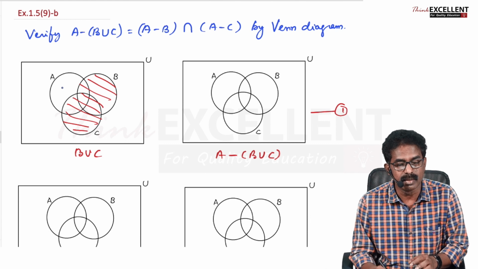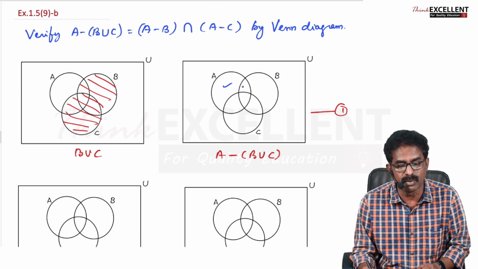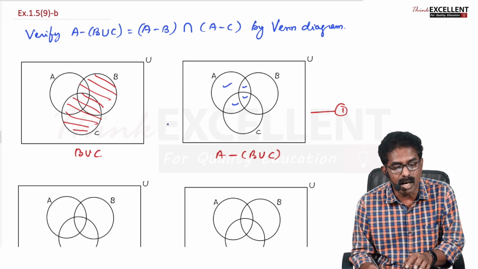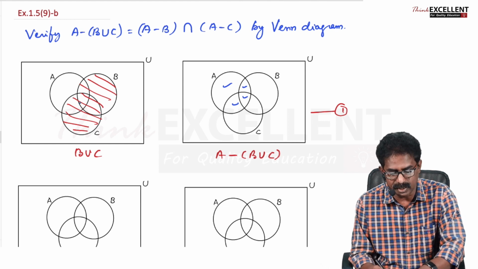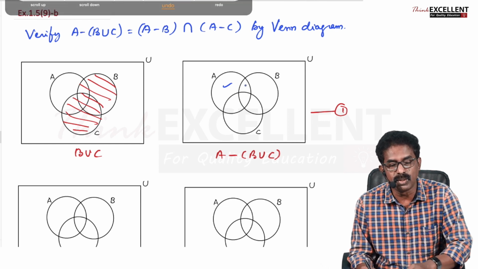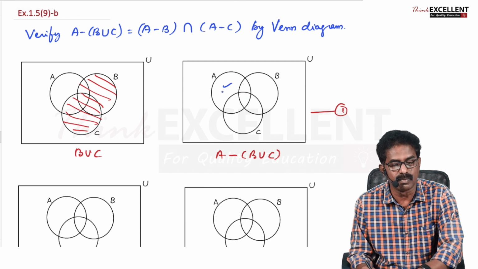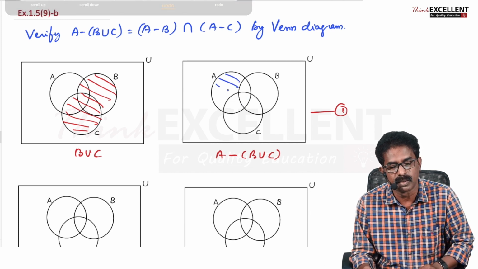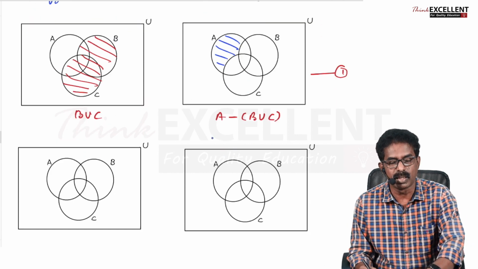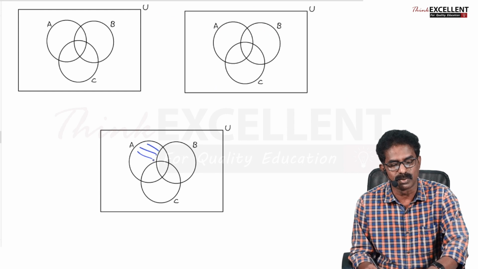In A means all these 4, right? In A, but not in B union C, not shaded here. So these 3 you cannot take, right? Only this portion will come. Only this portion. So the same thing is your answer also, right? You can shade this also.